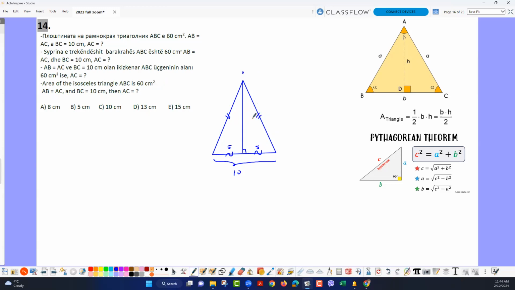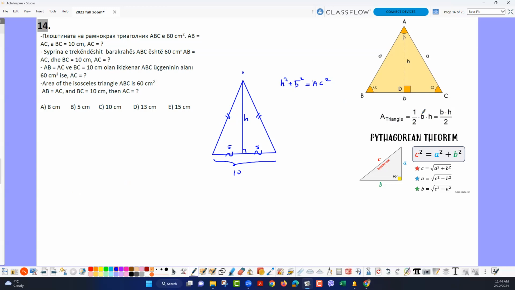To find the length of AC here, I need the Pythagorean theorem: H square plus 5 square is going to be equal to AC square. This is the Pythagorean theorem that we are going to use here. That's why I need the H value firstly. From the triangle's area, we can find the H, then we will continue.